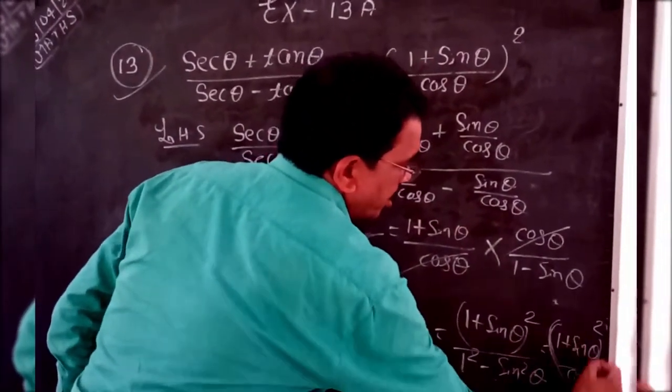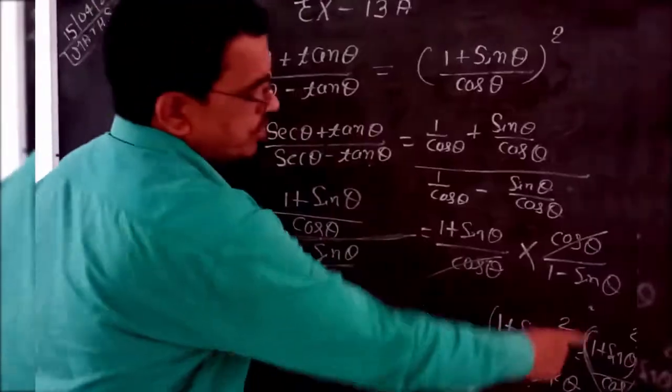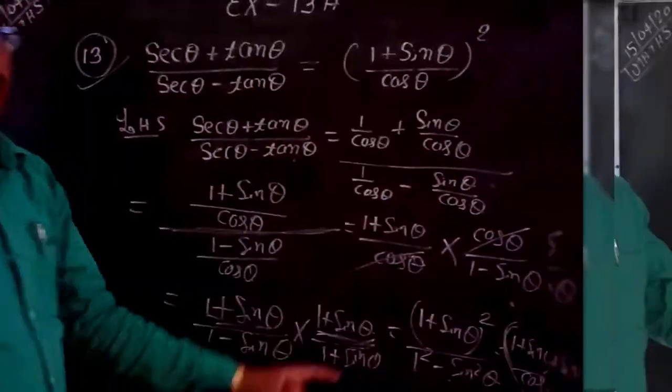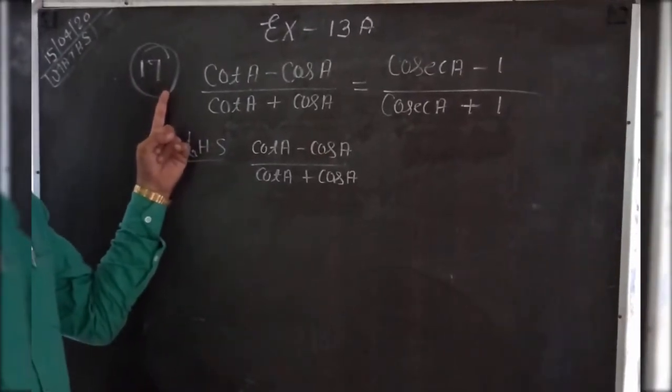So it is also the cos whole square. Then RHS, you get 1 plus sin theta by cos theta whole square. That's all. Question number 17.